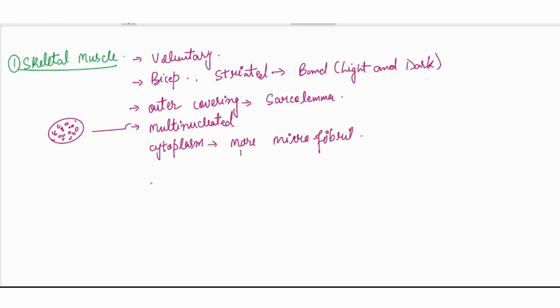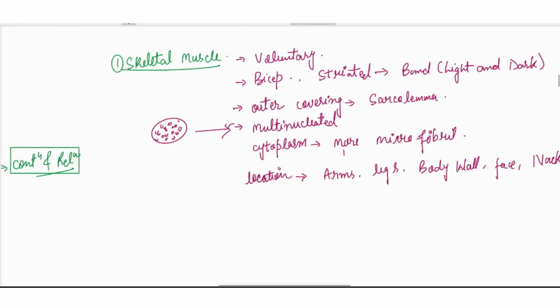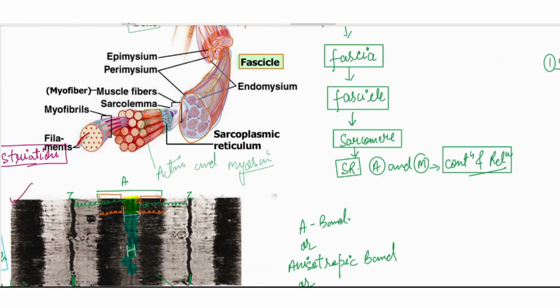Where it is present is also a very important term that we should know, that is the location. Their location in the human body is the arms, legs, and we can say body walls, face or neck, wherever the bones are present and over them the muscles are present, those would be the skeletal muscles, right? And the dark and light band, the actin and myosin, all that we will study in detail in the locomotion chapter, but I hope it helps you understand with the help of the diagram.